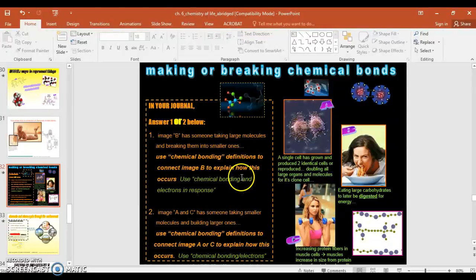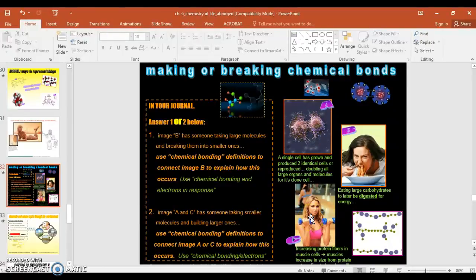What's happening to the chemical bonds to make smaller molecules? What do you think is happening with the electrons in that situation? You just try your best to connect the idea of chemical attraction and electrons. In question 2, if you choose to answer it, you have A and C options. You can look at option A or option C here.